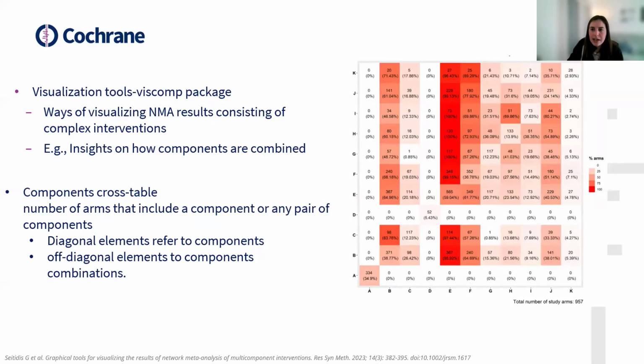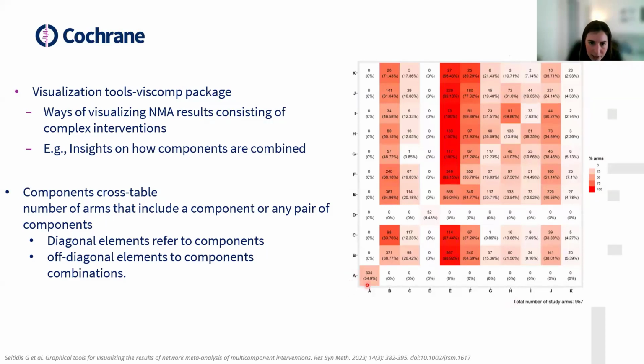So very briefly, let's see a graph that is offered through this package, the viscomp package. This is called the components cross table, and it describes the number of arms that include a component or any pair of components. So the diagonal elements refer to components, and the off-diagonal elements refer to the component combinations. We use a density of color that is set proportional to the relative frequency of the corresponding component.